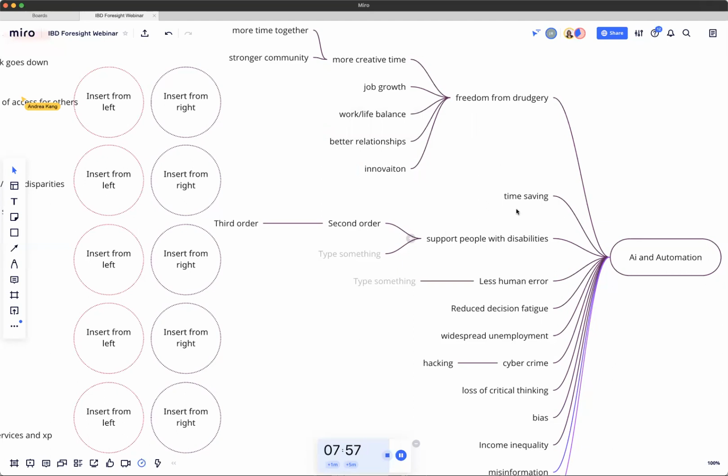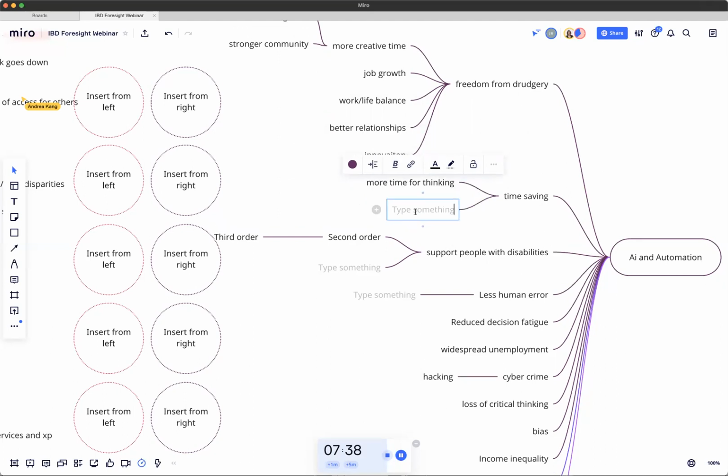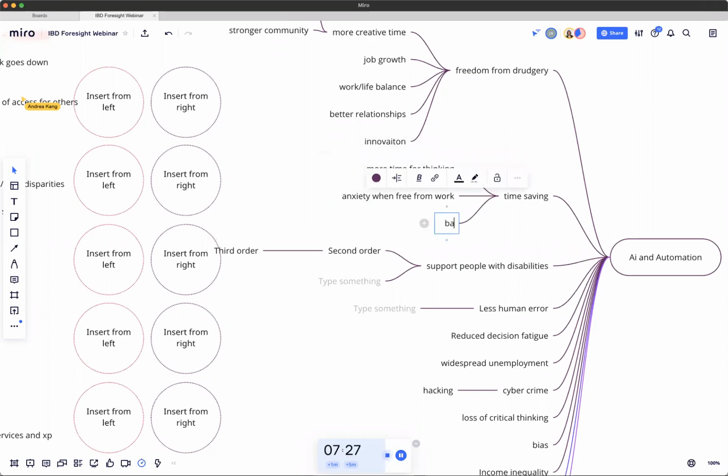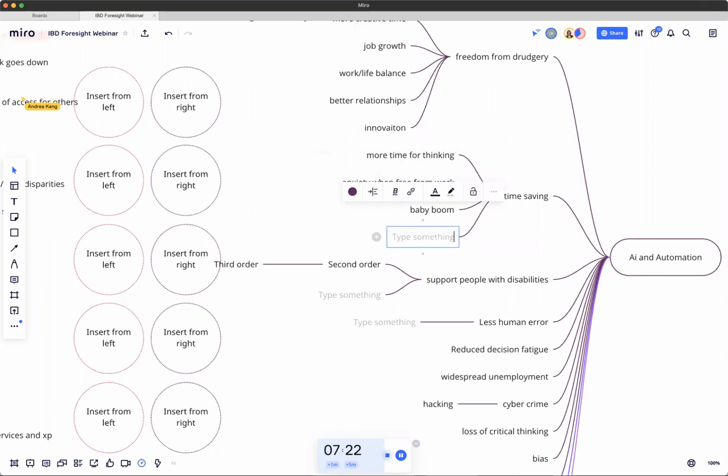Cool. Let's talk about time saving. Yeah, more time for thinking. What else? What else would happen if people had a lot of time? More anxiety due to lack of purpose is what someone mentioned. I think that's definitely fair. The baby boom. That's also possible. More Netflix. Yeah, maybe people getting addiction to streaming services. Not that that doesn't already happen, but increase that.